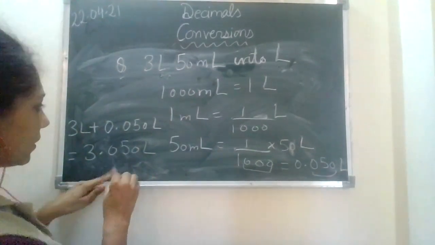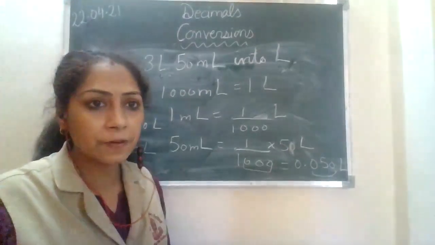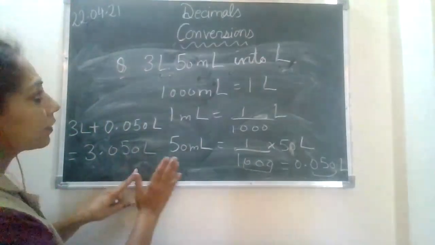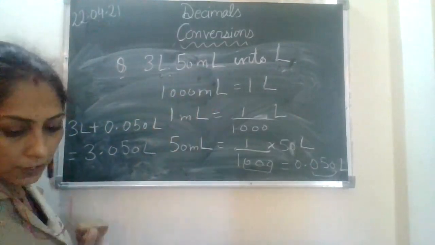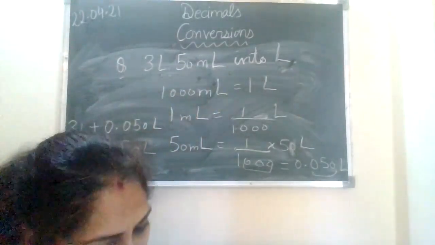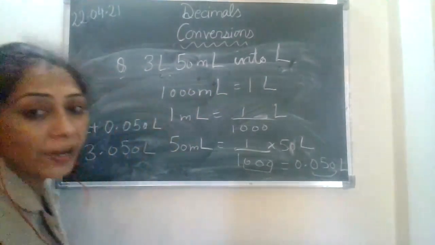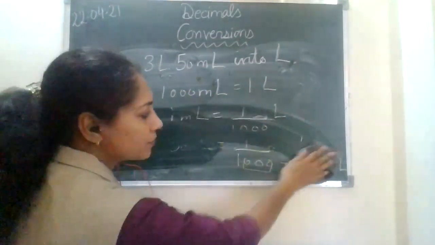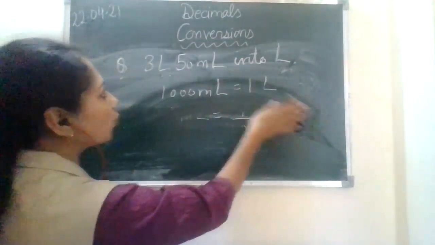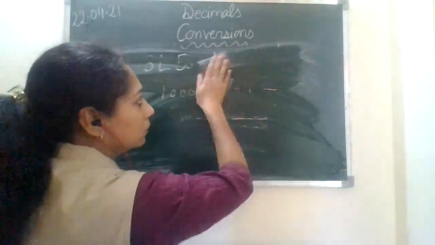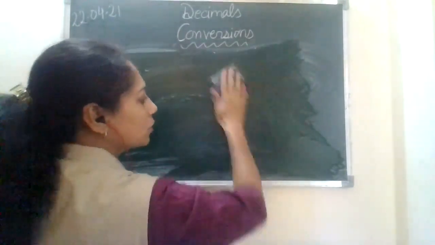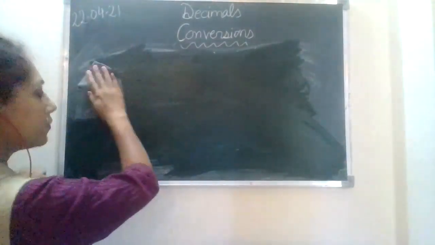Yes, this is the answer. So this is the conversion of milliliters to liters. Now the last conversion of the day, that is weight. You buy vegetables in kg, grams. That is the weight, the basic unit of weighing material. So how is it being measured?